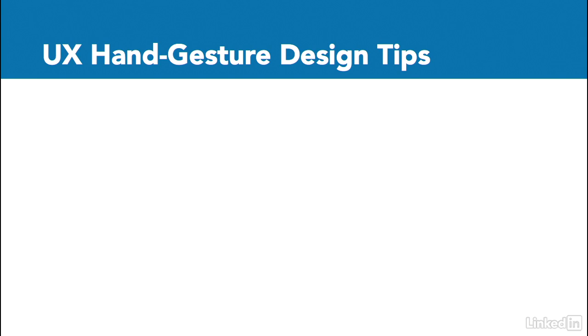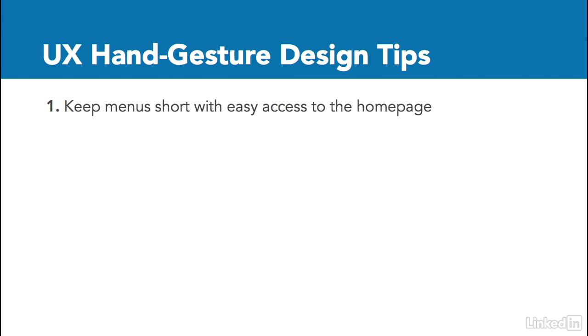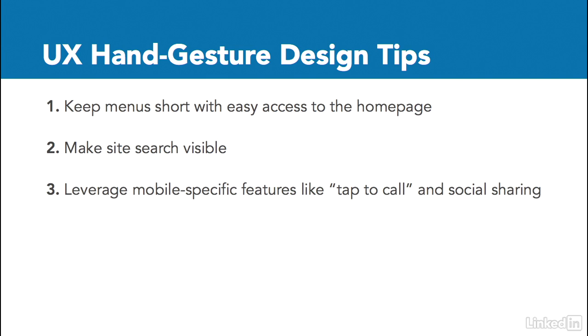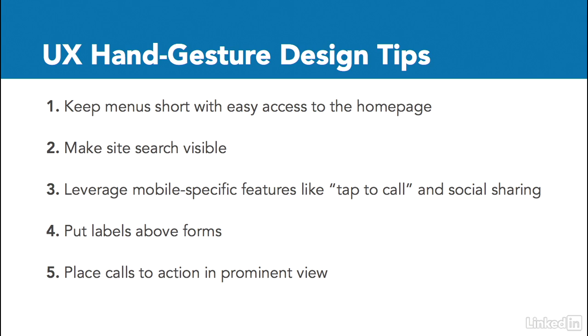For good UX, keep your menus short and sweet and make it easy to return to the home page. Make site search visible. Leverage mobile-specific features like tap to call and social sharing. Put labels above forms so they're visible as users input data. And place calls to action in prominent view. In addition, to keep pages loading fast, rely on design elements that can be created with CSS instead of graphics. Here are more suggestions to help design visually compelling and easy-to-use mobile experiences.